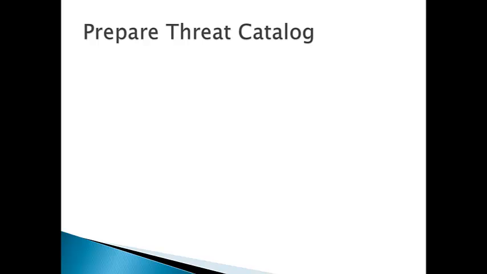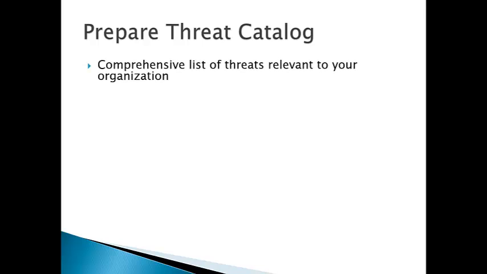Now, preparing the threat catalog. You're going to be doing this as part of your assignment following NIST SP 800-30. But if you're doing this in the real world, this is basically a comprehensive list of threats relevant to your organization. And I need to underline relevant to your organization. It just hurts your credibility if you include off-the-wall threats and can't justify them as being relevant to the organization.